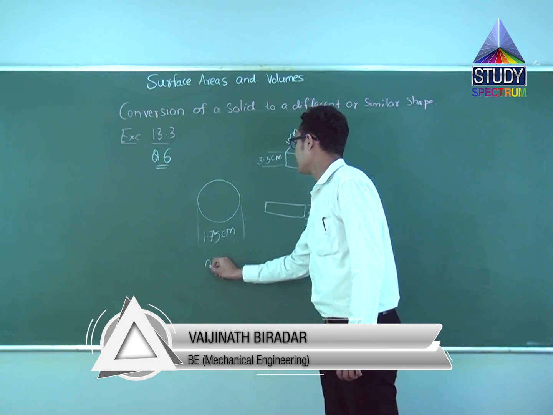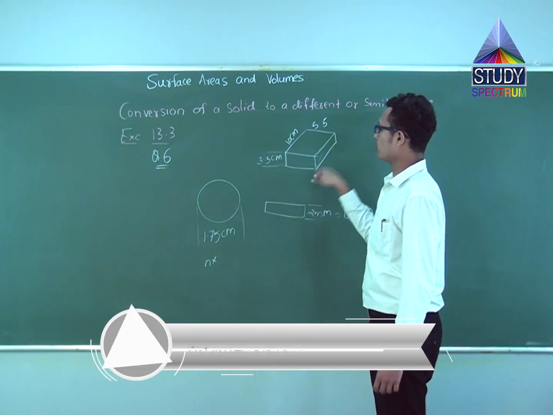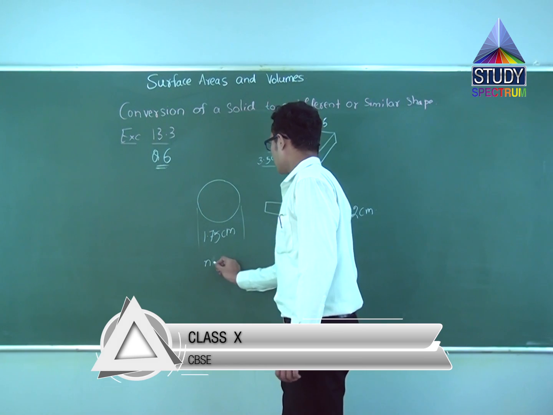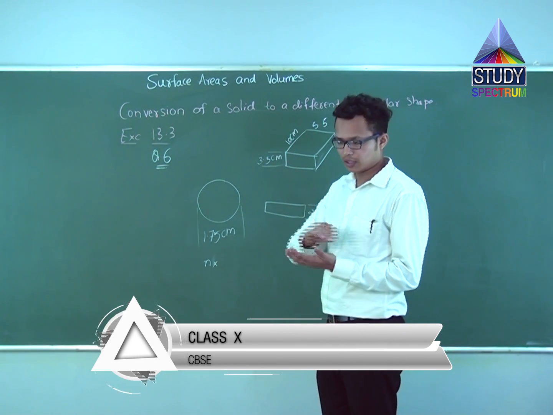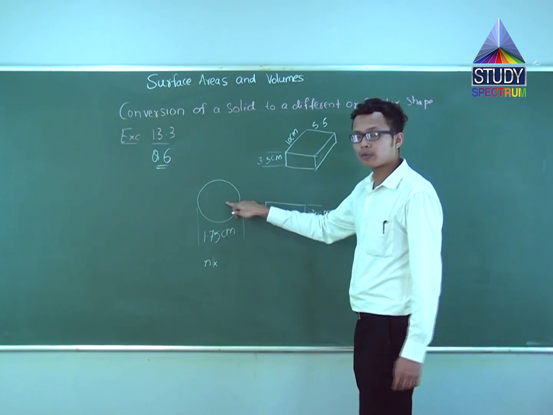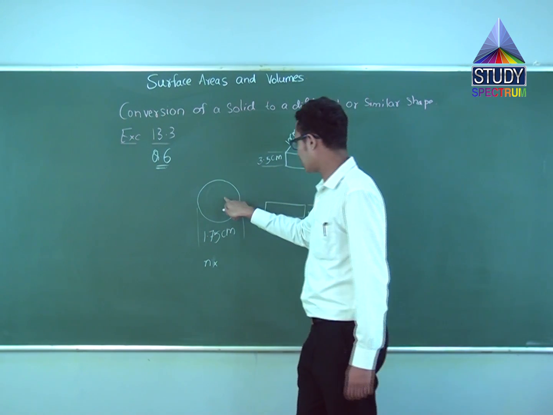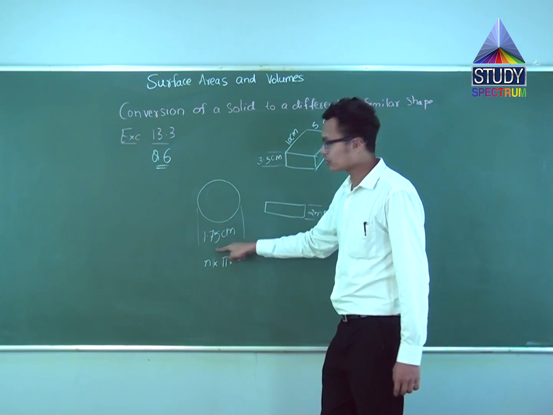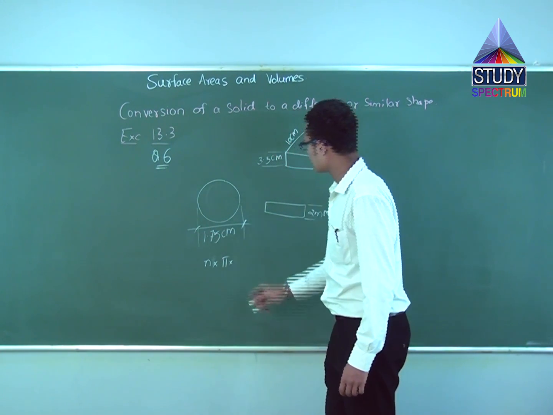N multiplied by the volume of this coin is equal to the volume of this cuboid. N is the number of coins used. Now N into volume is nothing but the area of the cross section multiplied by the thickness. This area will be pi r square, because it's the area of a circle. So pi r square is 1.75 by 2, because the diameter is known to you. This entire length from here to here is the diameter.